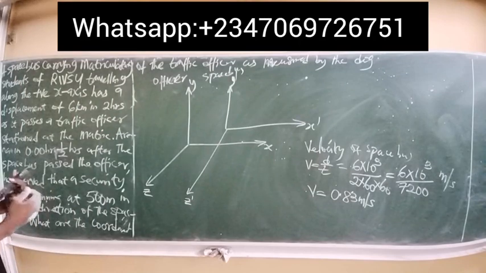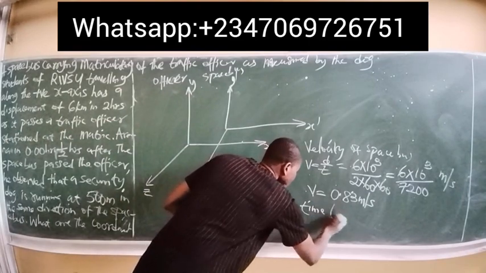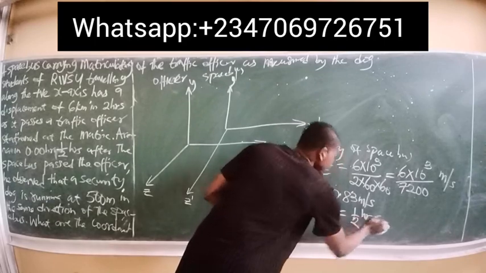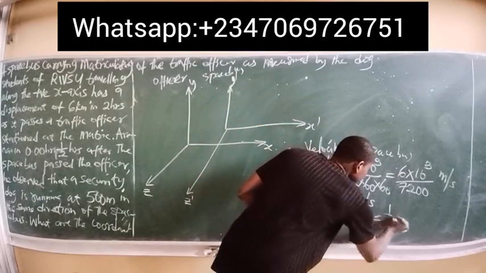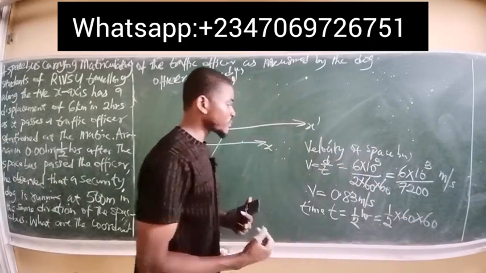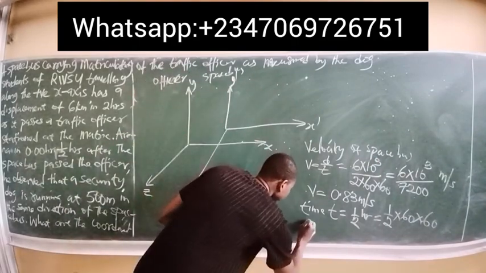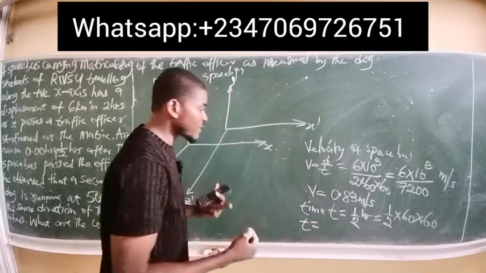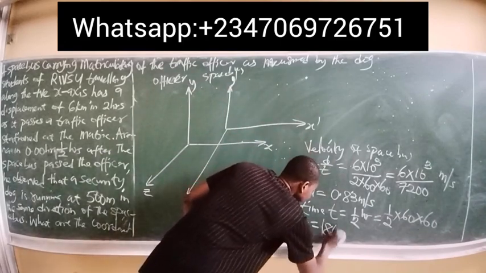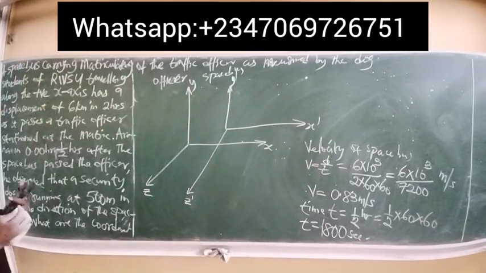And the time at which this officer observed is half an hour. So time T is half an hour, and we convert this to seconds. An hour is 60 by 60 seconds, which is 3,600 seconds. That's what makes up an hour. So the time at which this observer, the officer, observed this event is 1,800 seconds.